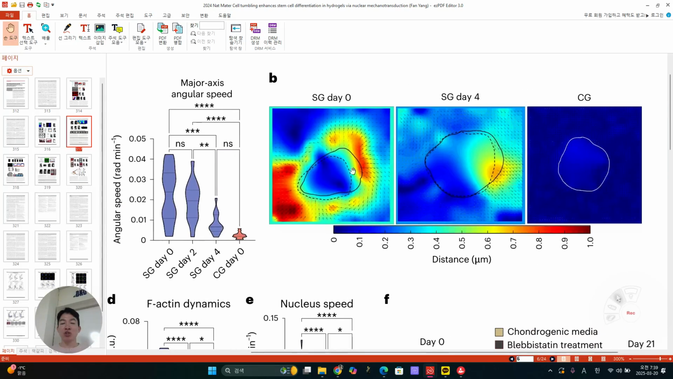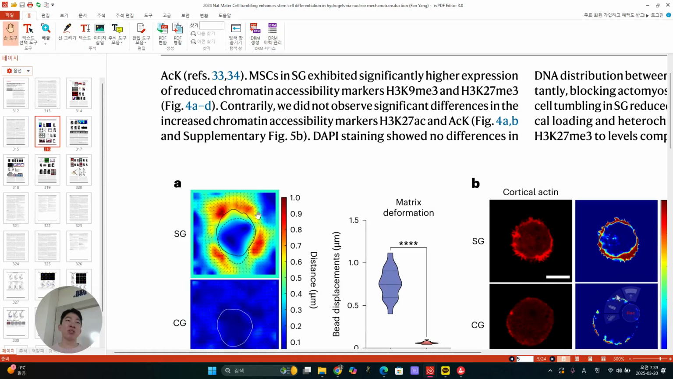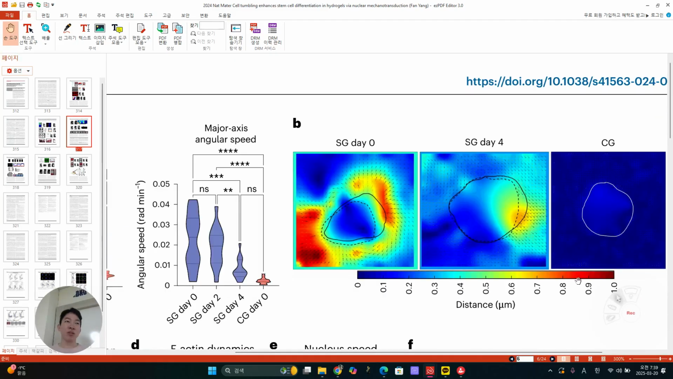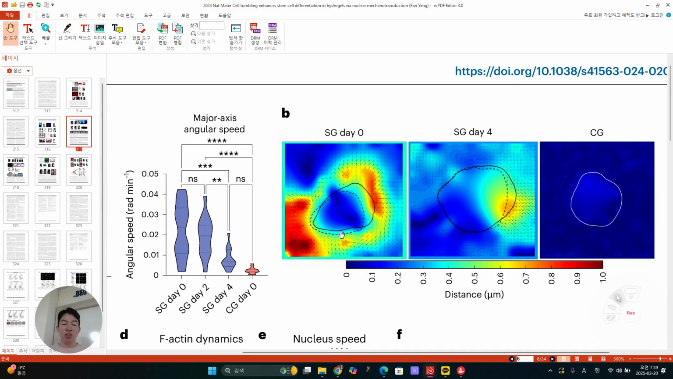And then they show us day 0 for CG. This deformation also, right? This CG day 0 should be similar to these images, right? And the scale is 1 micrometer here, also 1 micrometer here. So you also have to show it like this. When you use similar data, do not change your scale. Always you have to maintain the scale.